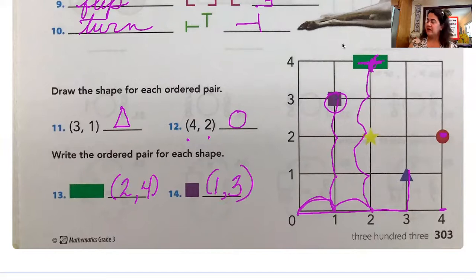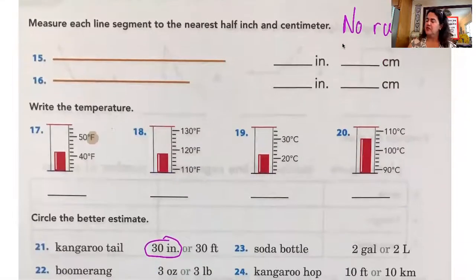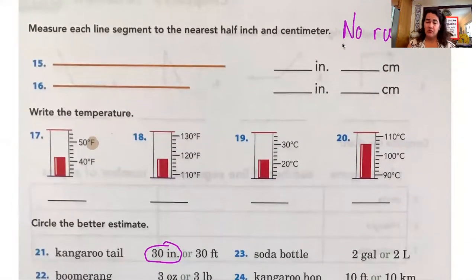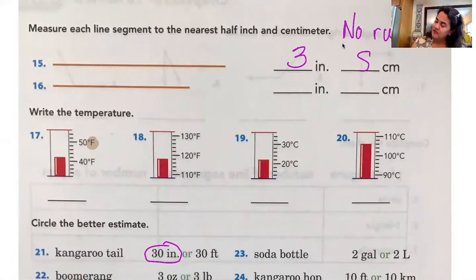All right, awesome possum, second graders. Turn the paper over. If you don't have a ruler at home, you cannot do this one. But some of you do have rulers, so let's just talk about it. How many inches did you get? Jackson, 3 inches, good. And how many centimeters? Awesome, good job. All right, Sonia, how many inches did you get for number 16? 2.5 inches is correct. And how many centimeters?